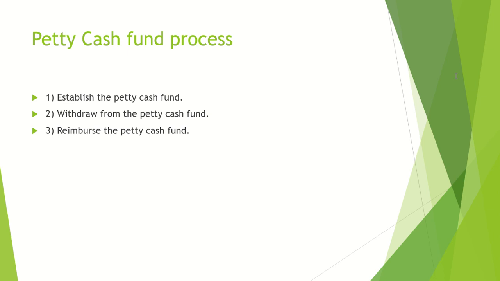So, petty cash fund process. There's a process and it's a 3-step process. The first step is to establish the petty cash fund. Then the second step is to withdraw from the petty cash fund. Then the third step is to reimburse the petty cash fund.